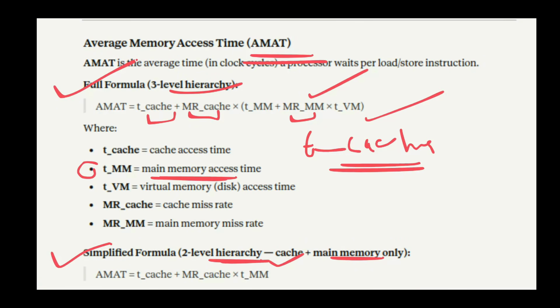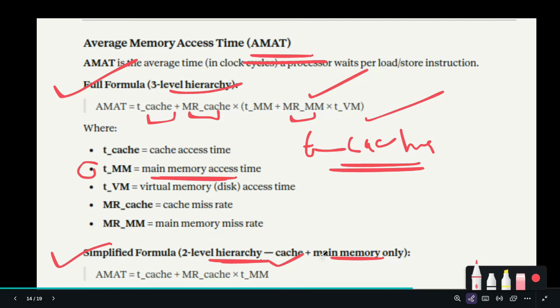First we calculate the time in cache, plus, if there is a miss in the cache, we take the data from the main memory, and plus again, if there is a miss in main memory, then we take it from the virtual memory. But in the 2-level hierarchy, the miss rate in main memory and virtual memory is not there. So only the cache miss rate into taking the data from the main memory is used here.